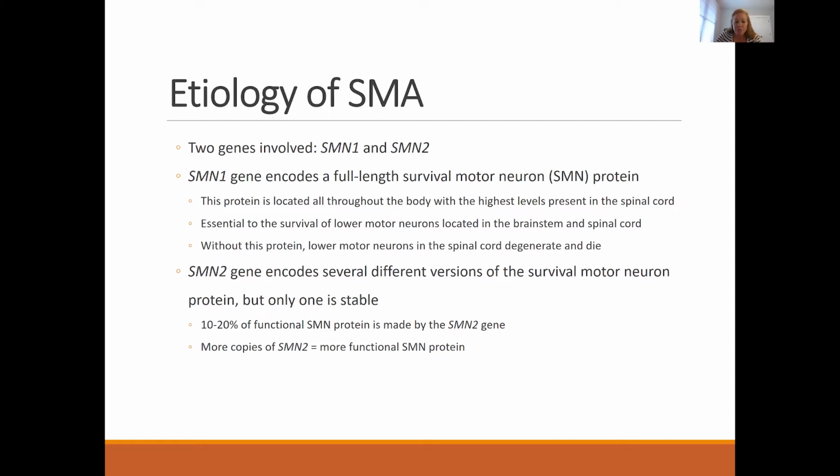SMN2 is very similar to SMN1, except that it lacks one specific region of the gene. And so in that regard, it only encodes about 10 to 20% functional SMN protein. So of course, the more copies of the SMN2 gene that someone has, the more functional SMN protein they're going to make.